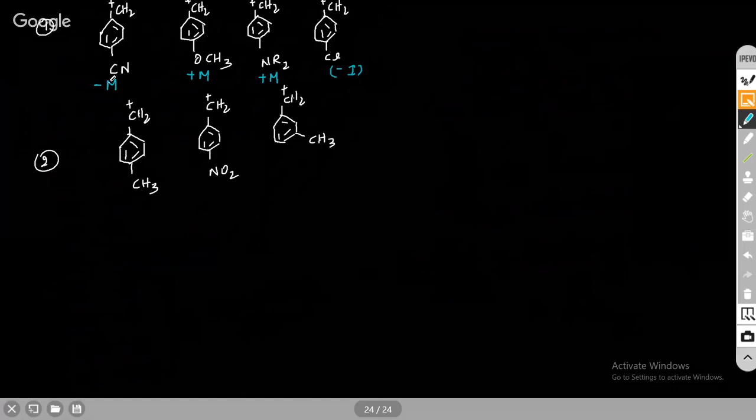A and D, if you compare, minus M dominates over minus I, and this will decrease stability. So obviously A will be the least stable, and then we'll have D. Correct? Now, depending on the nature of NR2 and OCH3, which one has more plus M effect, we can decide the stability. NR2 has more plus M effect, so stability will be B in the second, and then C will be the most stable. You understood this?